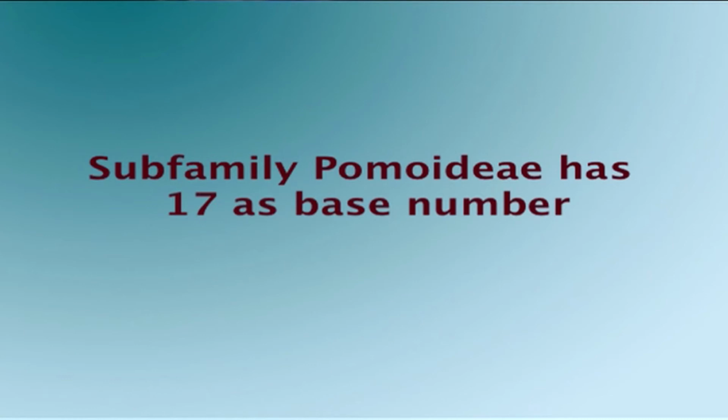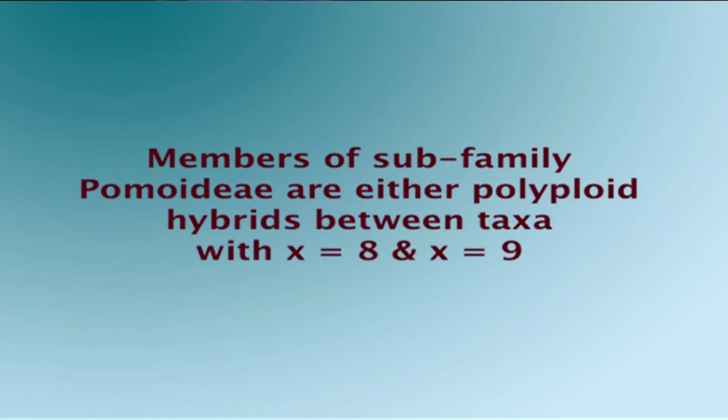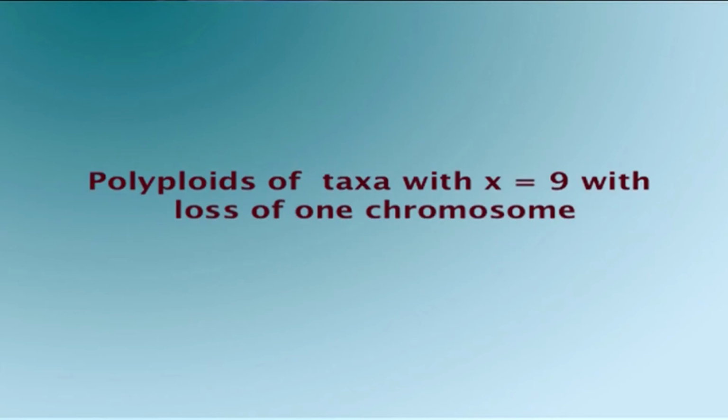This suggests that the members of subfamily Maloideae are either polyploid hybrids between taxa with x = 8 and x = 9, or are polyploids of taxa with x = 9 with loss of one chromosome. Now the cytological variation at and below generic level. There are several examples where chromosome numbers support generic status.